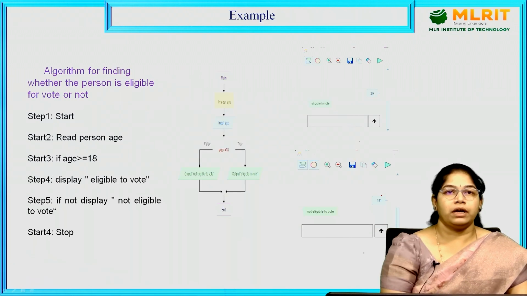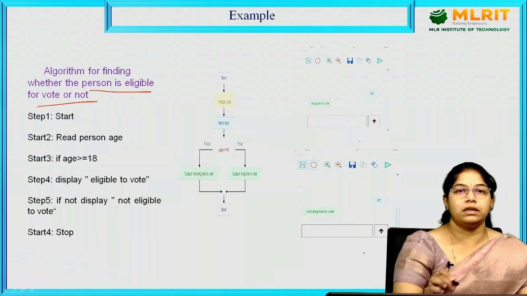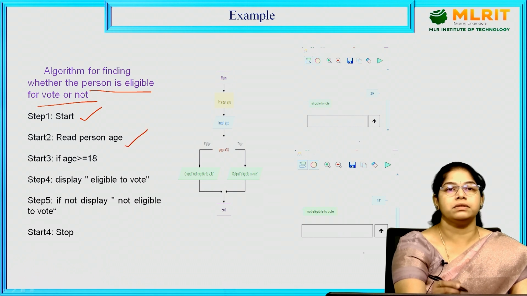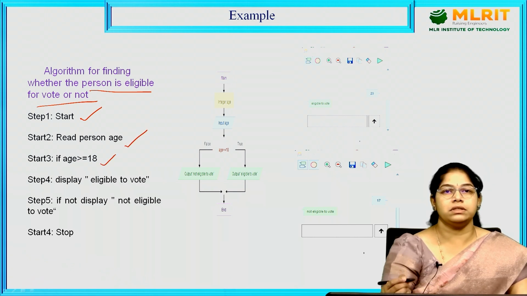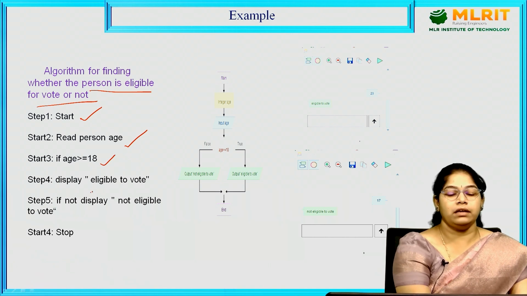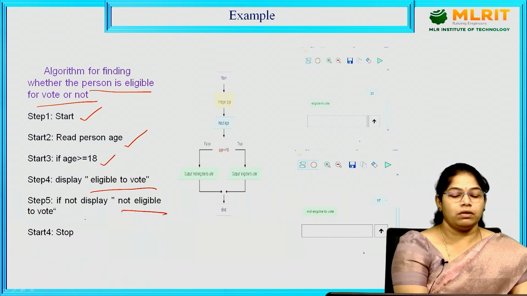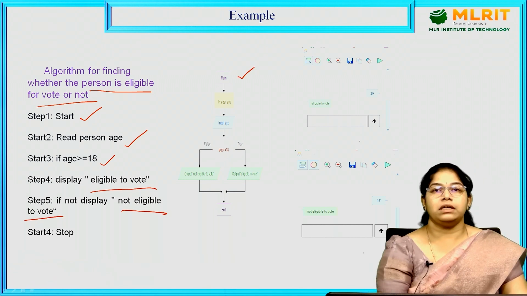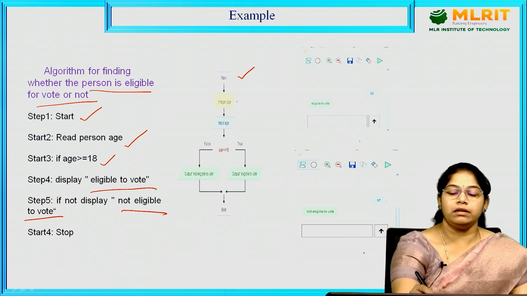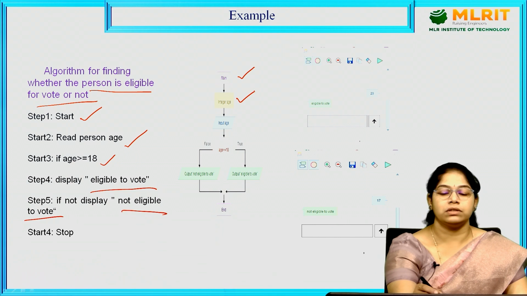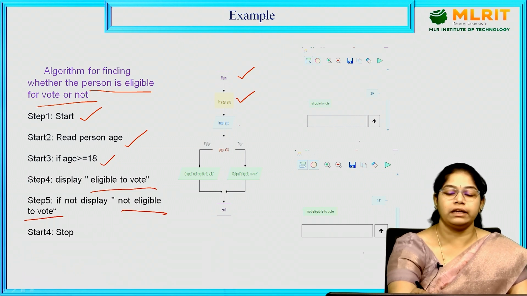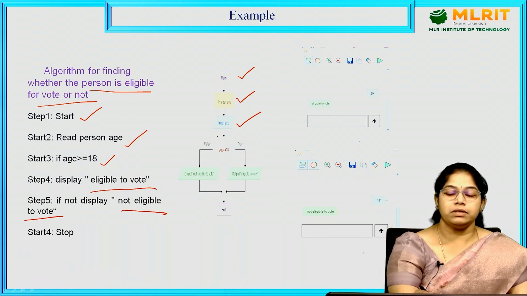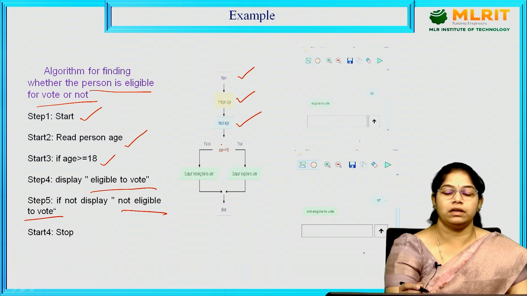Coming to this, we are going with an example: is the person eligible to vote or not. Step 1 is start. Then we give input as the person's age. Then if the person's age is greater than or equal to 18, then he is eligible to vote. If not, not eligible to vote. Coming to the flowchart, start is represented in the symbol oval. Then here we are taking the person's age as integer type, so we have to declare that. Then input is represented in the symbol parallelogram. The person is eligible to vote when his age is greater than or equal to 18.